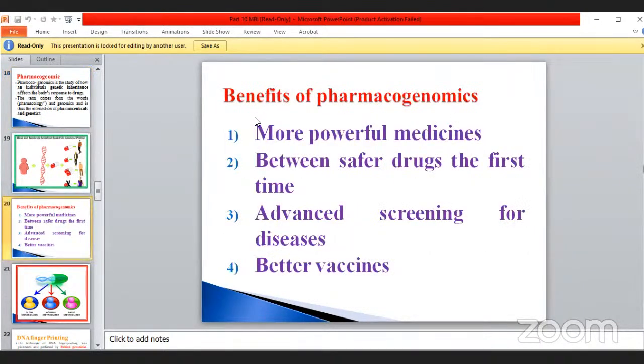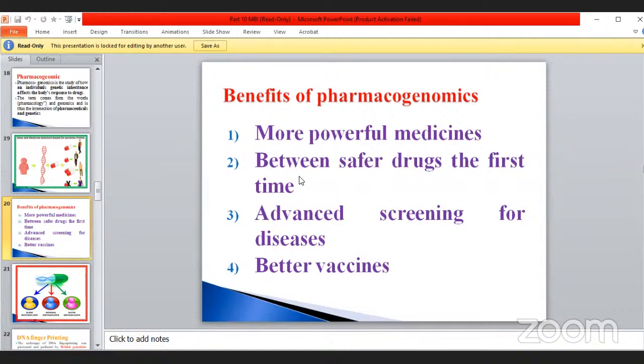See, what are the benefits of pharmacogenomics? First point: more powerful medicines, we can produce more powerful medicine, or we can reduce the power. Then the second one is safer drugs the first time. This is also another one.